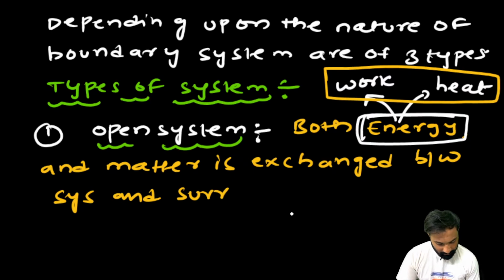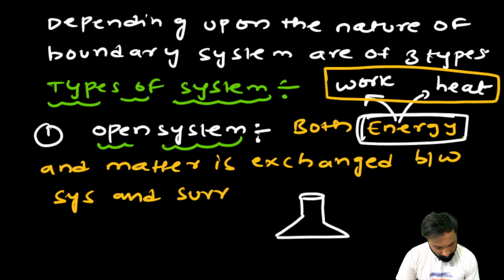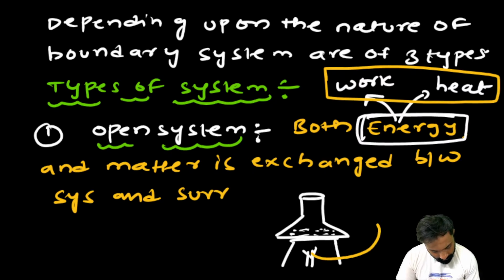Okay, I will give. Listen. Let's suppose we are heating water. This is one vessel. Clear? Now, this vessel is open. Here we are having some liquid, and I am heating this liquid. Now from the surrounding, what is happening? Heat is exchanging with the system.